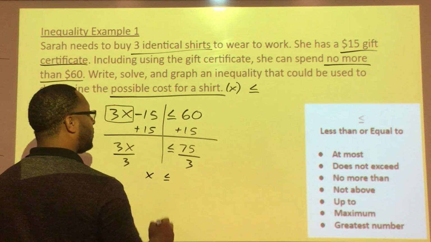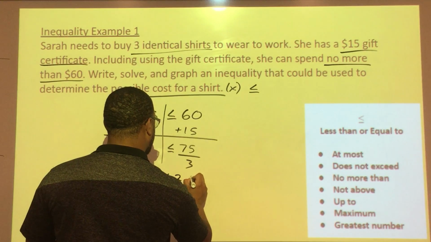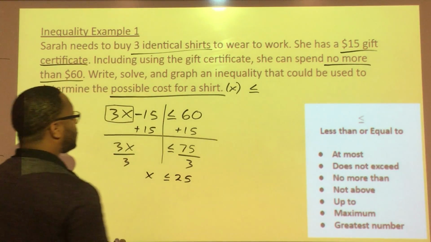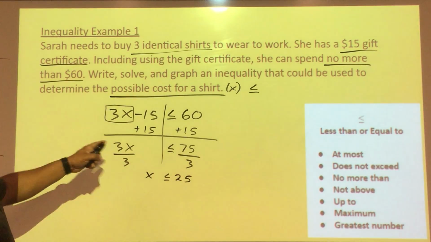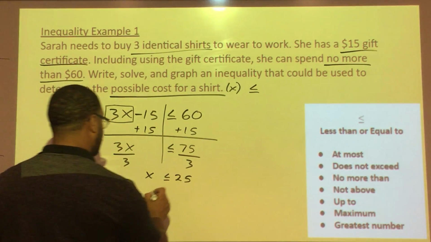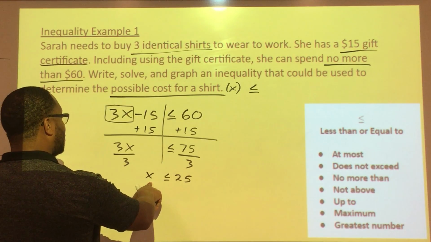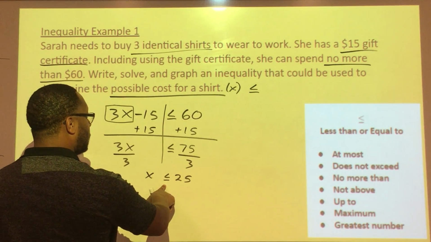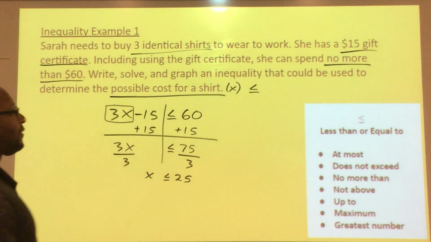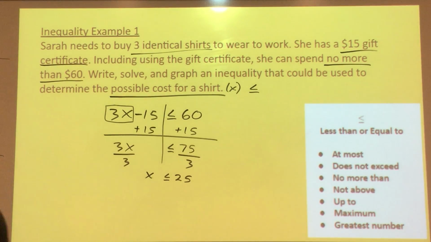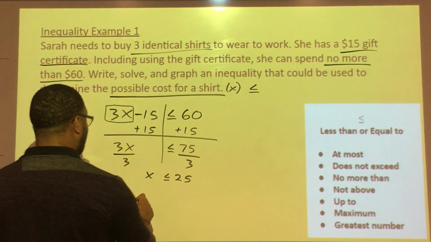And 75 divided by 3 is 25. So this is saying the possible cost for a shirt is $25. It's saying that the shirt needs to be less than or equal to $25. Less than or equal to $25.